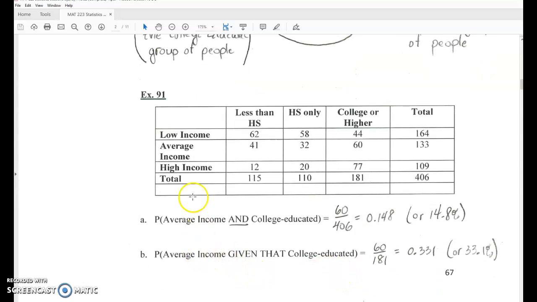And then the probability of having an average income given that we have a college educated group here. So we only focus on the college educated group. The average income out of that group is 60 out of 181. It reduces the sample size, the sample space. So instead of looking at all 406 people, we reduce it to looking out of just the 181 that are college educated. So 60 out of 181 is 0.331 or 33.1%.